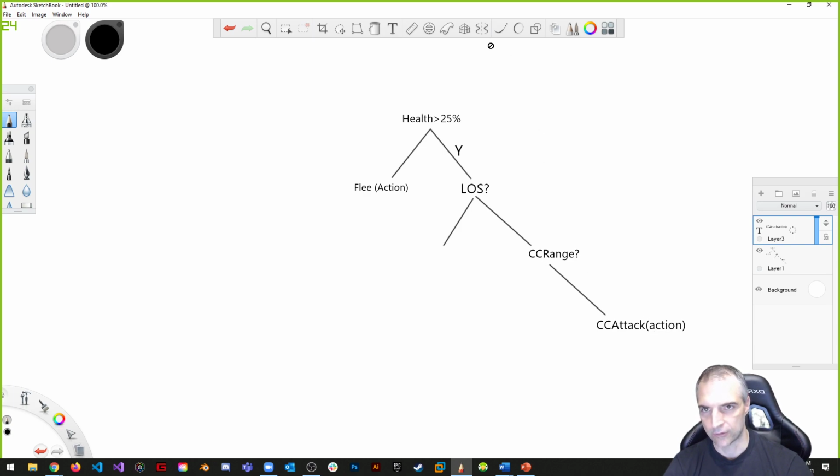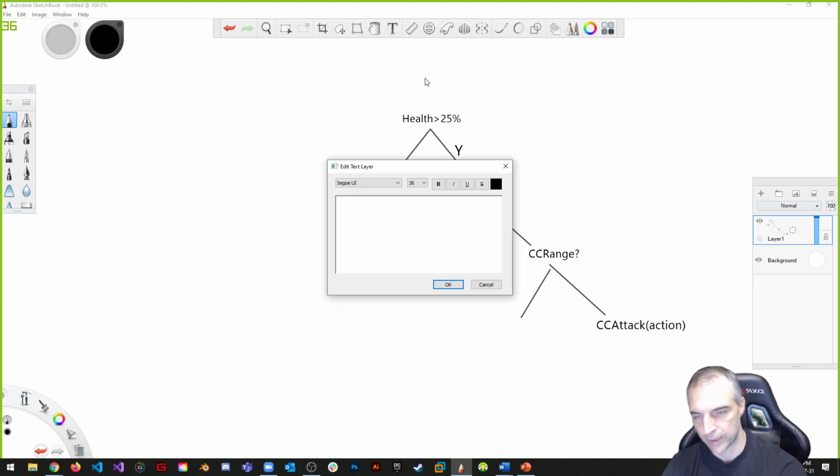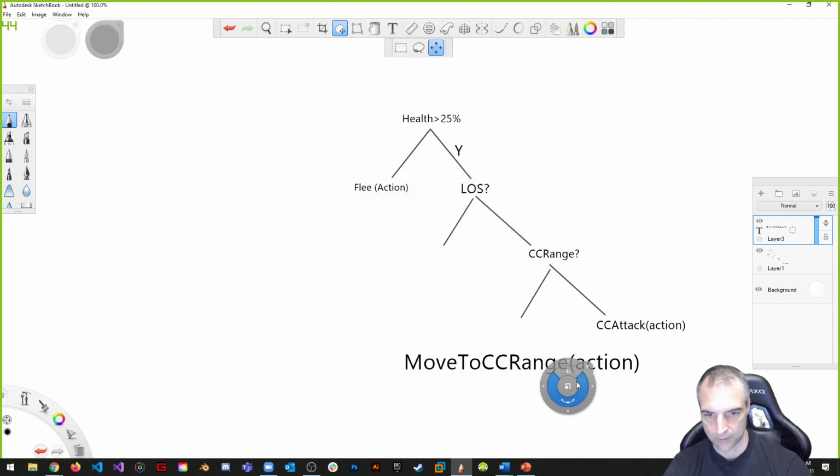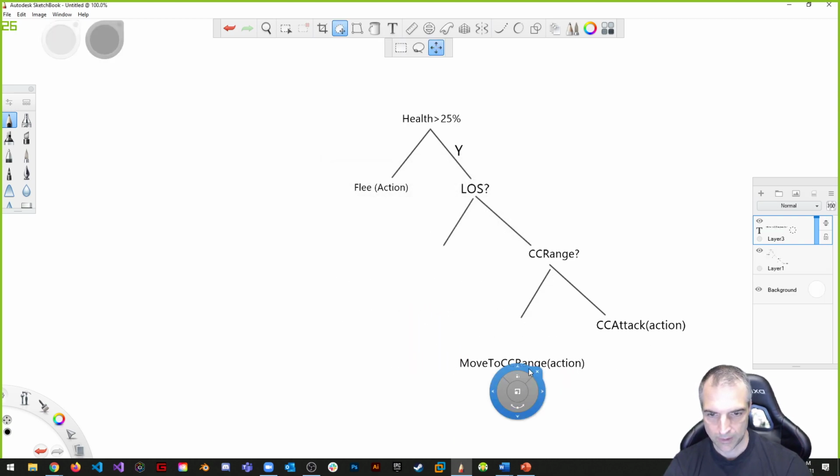If I can do this. If I'm not in range though, then I also have an action that I can do. So let's do that line. So I'm not in range. So I'm going to do an action as well, and that action is going to be move to close combat range. All right, and that's also an action. So that's a leaf node. It's going to be something that I'm doing. Again, it's pretty long, but I want to show you what that looks like.